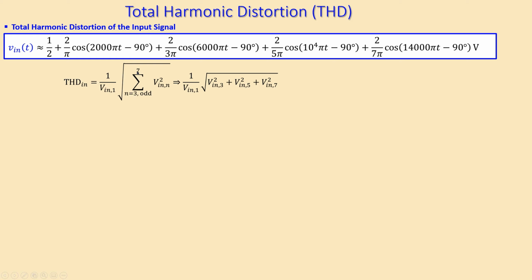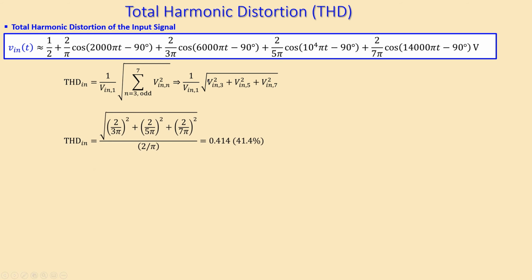Of course you need to move on to 9, 11, etc. in theory, but at some point that will not contribute that much, and I have seen that the amplitude will decrease very rapidly. So V in 1, that's the amplitude, will be this one. V in 3 will be this, V in 5 will be this, and V in 7 will be this. So if you just substitute the values, this is the square root term divided by the fundamental frequency amplitude, I have this expression, and that will give me 0.414, which is 41.4%. That's what you have for your total harmonic distortion.